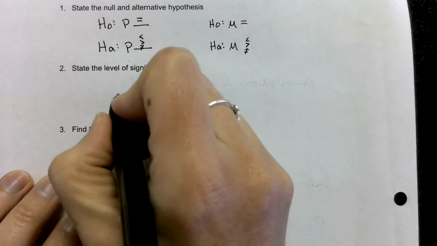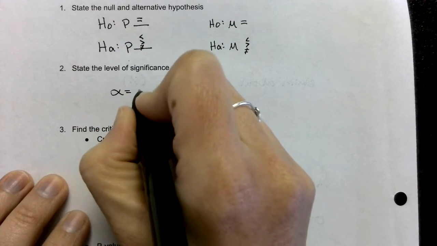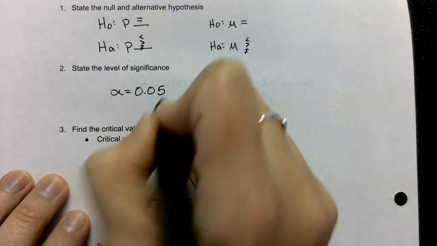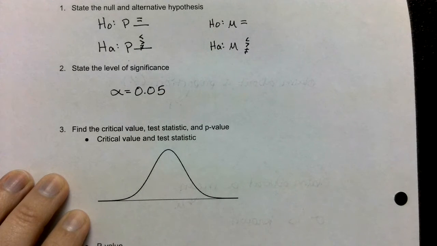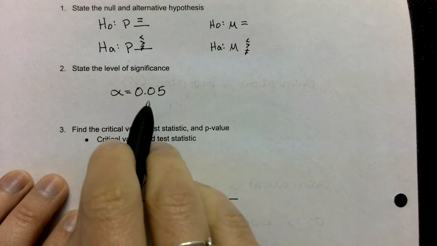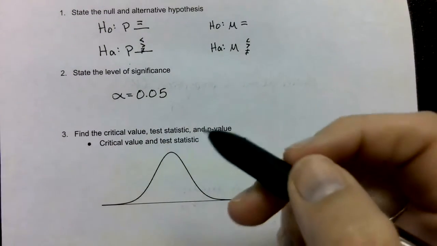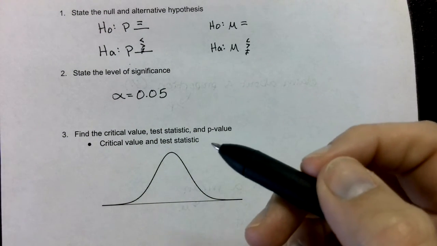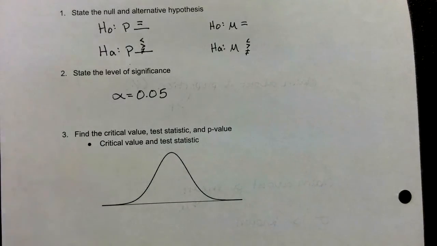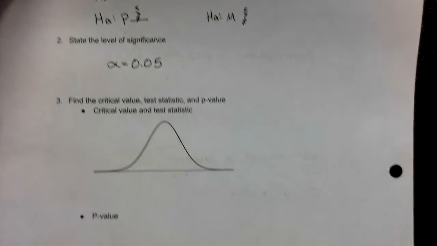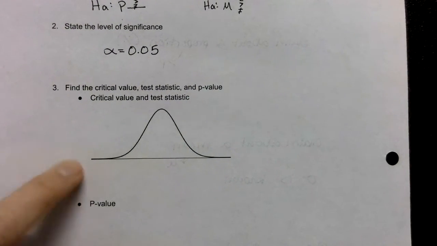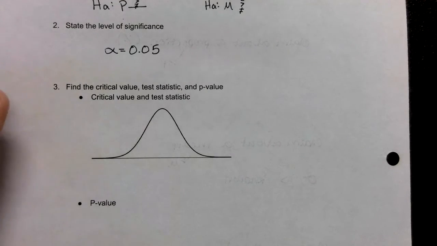Then you have your level of significance, which is alpha. Alpha is typically going to be 0.05 unless you are told otherwise. As you remember from the video about error, this is your probability of committing a type 1 error. This is 5%, and it's also the cutoff for what is considered usual or unusual. That 5% has to do with your critical value and test statistic.